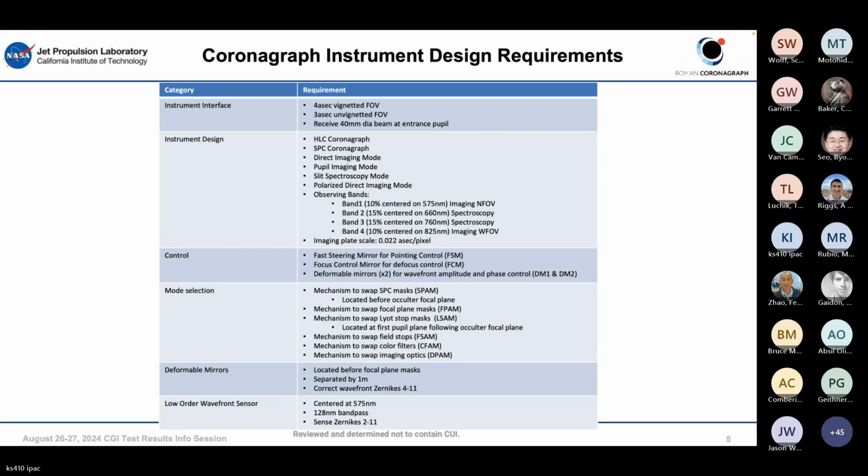2 deformable mirrors, 48 by 48 actuators, 1 millimeter pitch for each actuator, and it's intended to correct Zernikes 4 through 11 in the wavefront. We also have a low order wavefront sensor centered at a wavelength of 575 nanometers, 128 nanometer bandpass, and able to sense Zernikes 2 through 11.